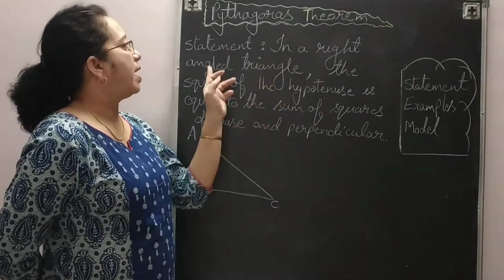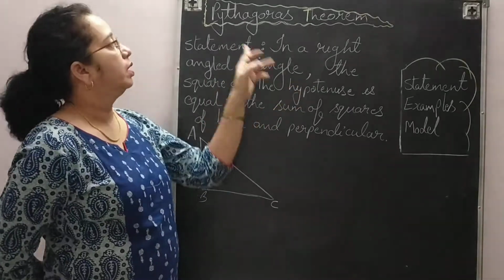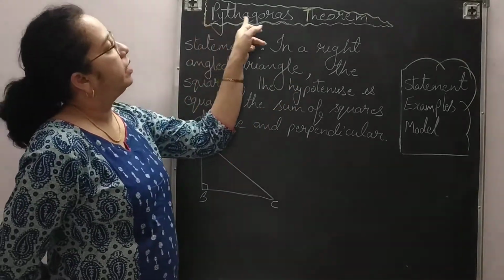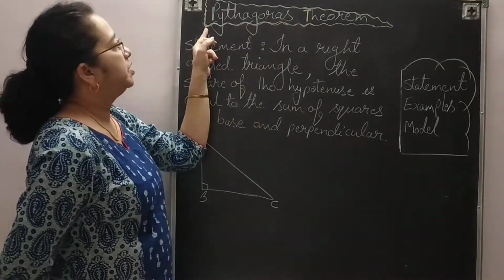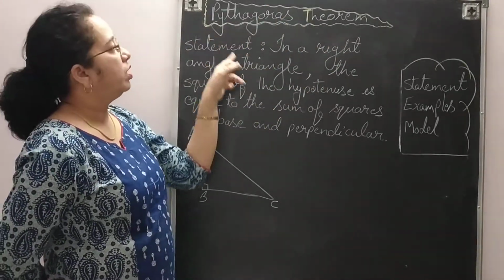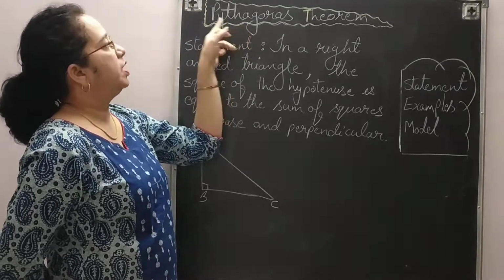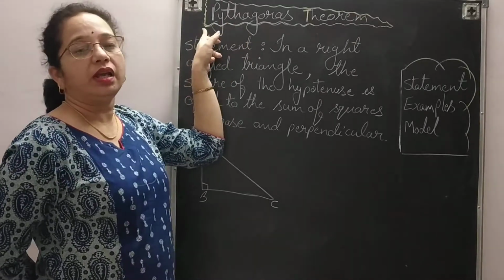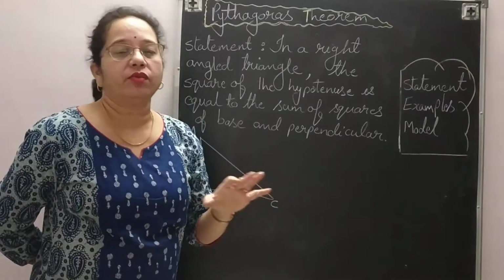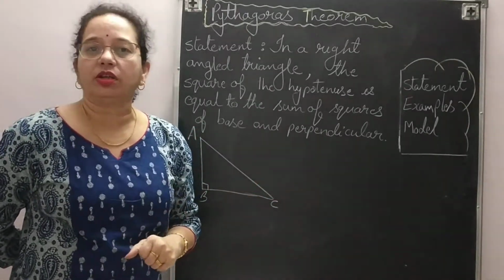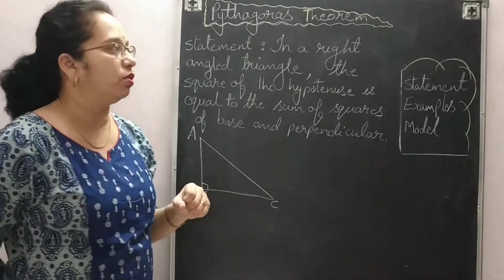In a right angled triangle, one thing you can see here: for the Pythagoras Theorem I have made one triangle and this is a right angle triangle. What does it mean? Pythagoras Theorem is applicable only in a right angle triangle. If a right angle triangle is not there, we cannot use the Pythagoras Theorem. That is a very important concept.